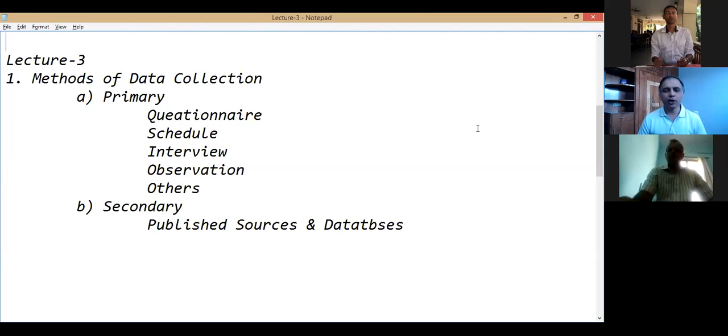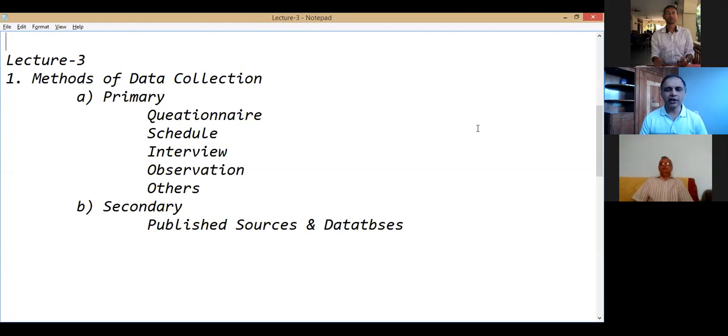And then there are a few other techniques, like projective techniques. Projective techniques are used, like sociometry, thematic apperception test, Rorschach's test. These are used in specialized areas, not in every research. So these are some of the primary methods of data collection.